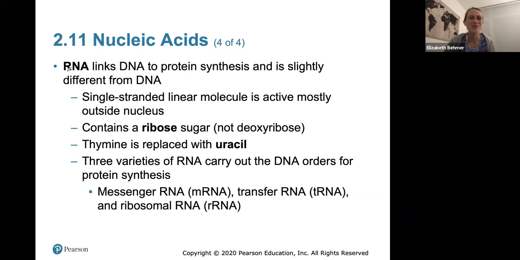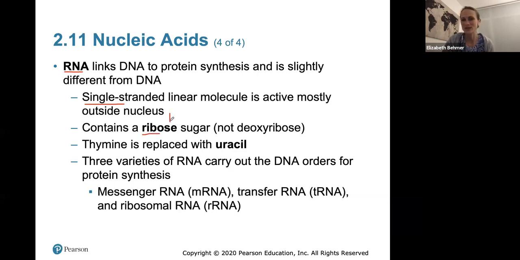RNA, again, we'll get to RNA more in the next chapter. It links DNA to protein synthesis. It's just slightly different because it's single-stranded. So remember, DNA has two strands that are wound up. RNA is only single-stranded. It contains a ribose sugar.